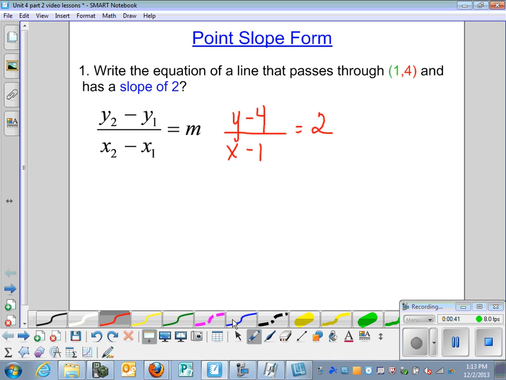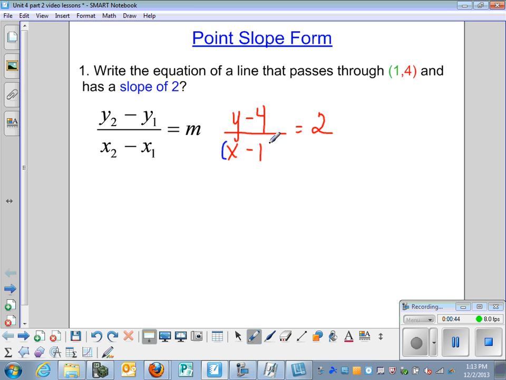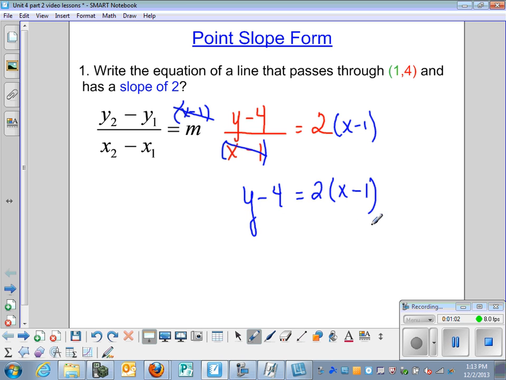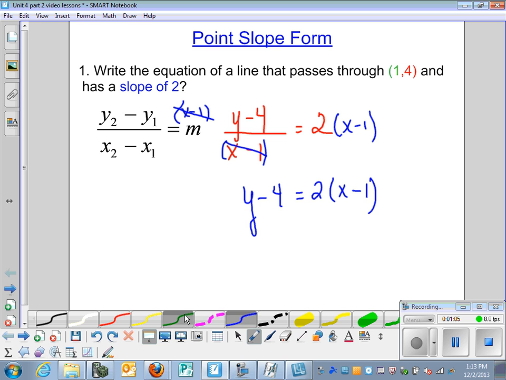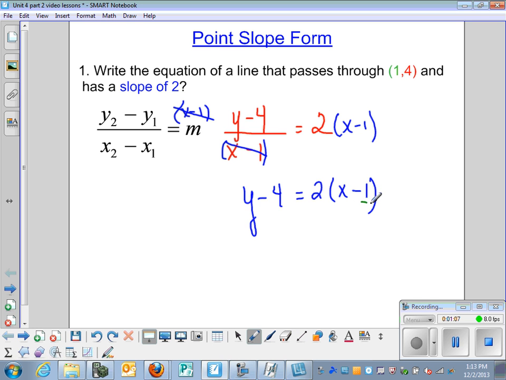Now, if I were to multiply each side by the denominator, x minus 1, these would cancel, and I could rewrite that as y minus 4 is equal to 2 times the quantity x minus 1. This is known as point slope form. The x value is here, the y value is here, so (1, 4), and a slope of 2. So that's point slope form, and it comes from the slope formula.